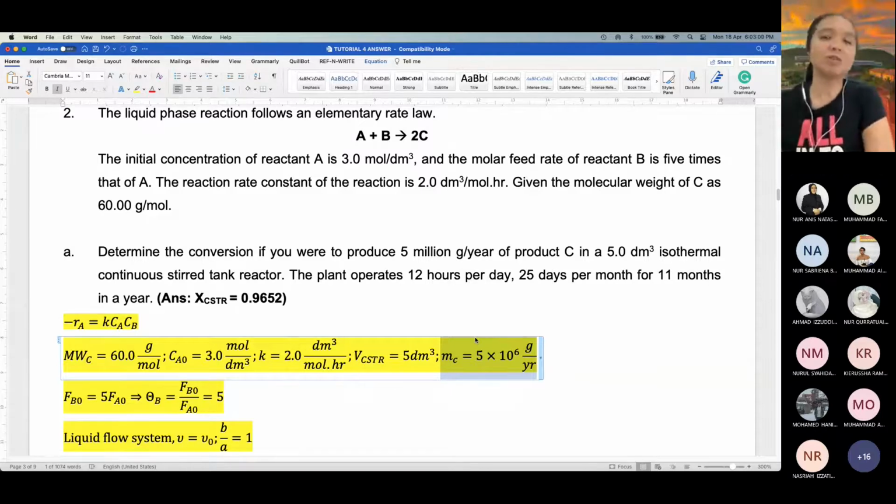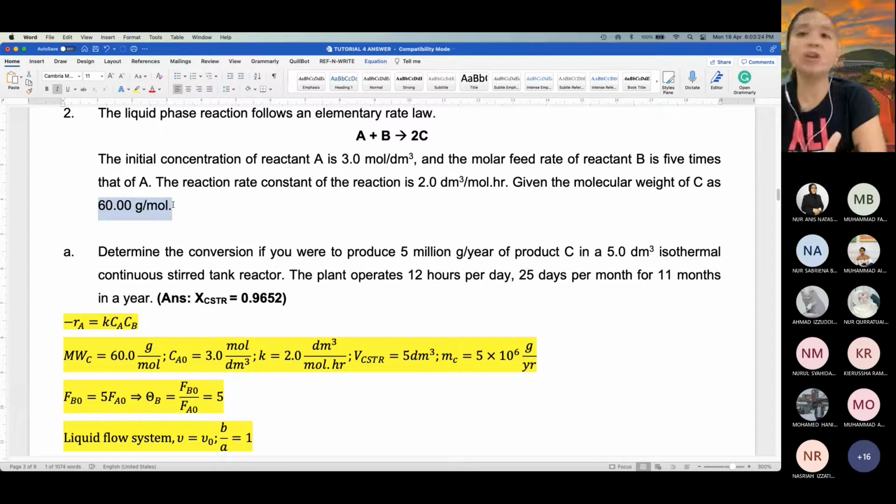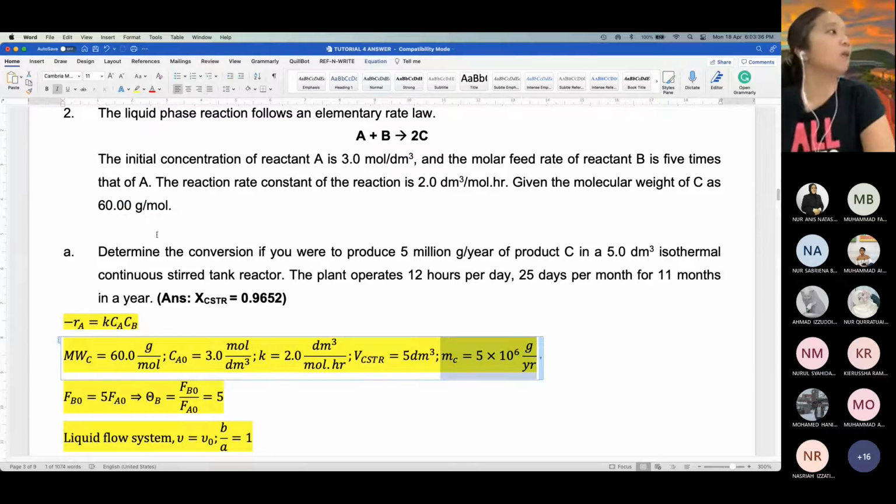However, if you realize, so this is perhaps a little bit harder part. If you realize this MC, the mass flow rate, we can actually convert to molar flow rate for C because we know the molecular weight. Remember I told you molecular weight is a conversion factor to convert from mass to mole or mole to mass. So now if I have mass flow rate, if I use the molecular weight which is given, I will be able to change mass flow rate of C to molar flow rate of C. So instead of MC, I will get FC if I use the molecular weight.